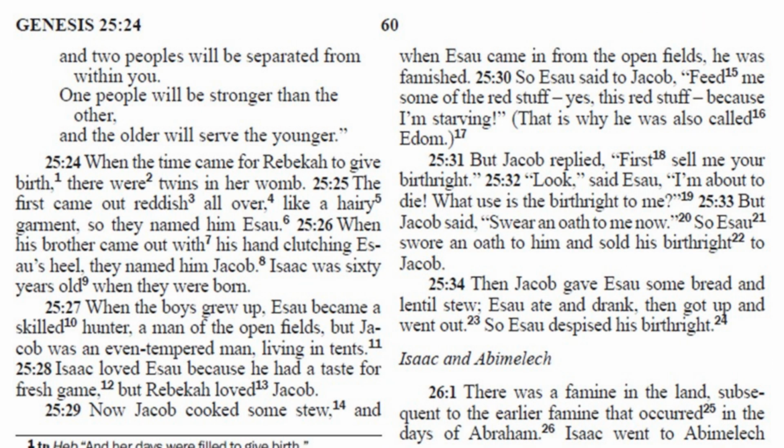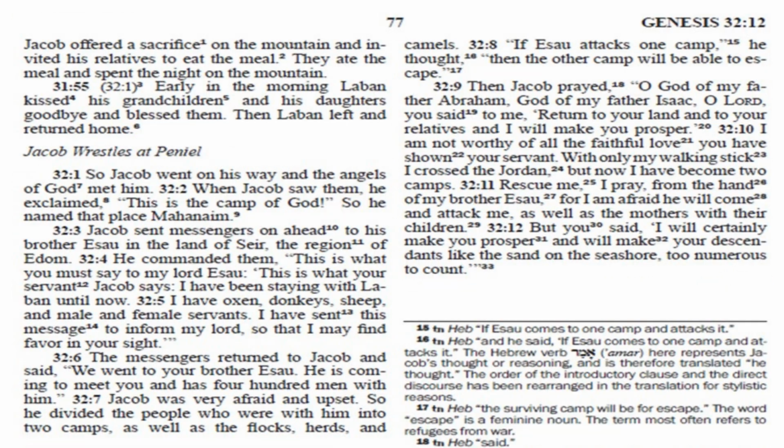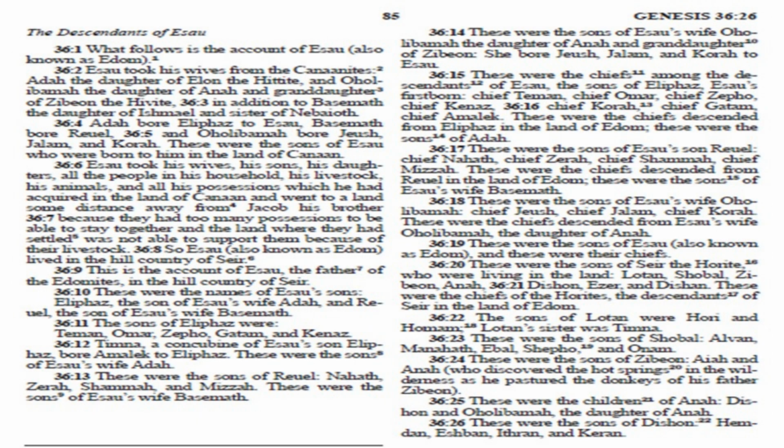Esau and Jacob are twin brothers, and Esau stays in the land of Seir, as mentioned in chapter number 25, verse number 24, and chapter number 32, verse number 3, and chapter number 36, verse number 8. Then the question is, where is Seir located in the sky? To know this, first we have to know Esau's personal details.